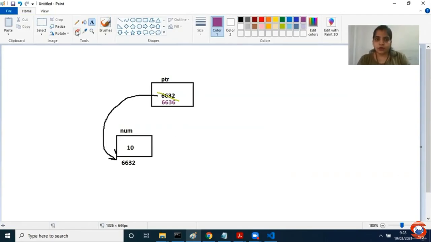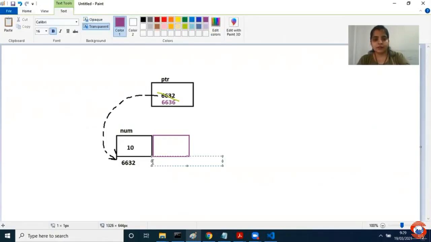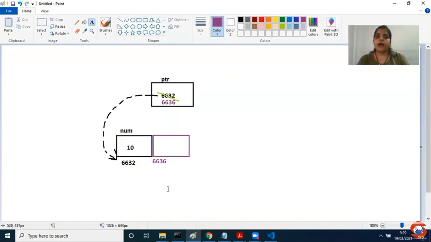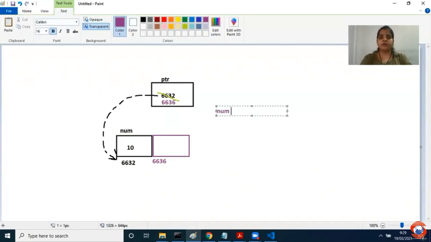Everyone? Yes or no? Meaning, my pointer which was pointing to num is now pointing to the 6636 location. Okay, meaning can I say 6636 will probably be the one immediately after this? Can I say like this? Right. Now if I ask you, can you please tell me what is num by looking at the diagram? 10. Can you please tell me what is the address of num? Address of num is 6632. Can you please tell me what is ptr?